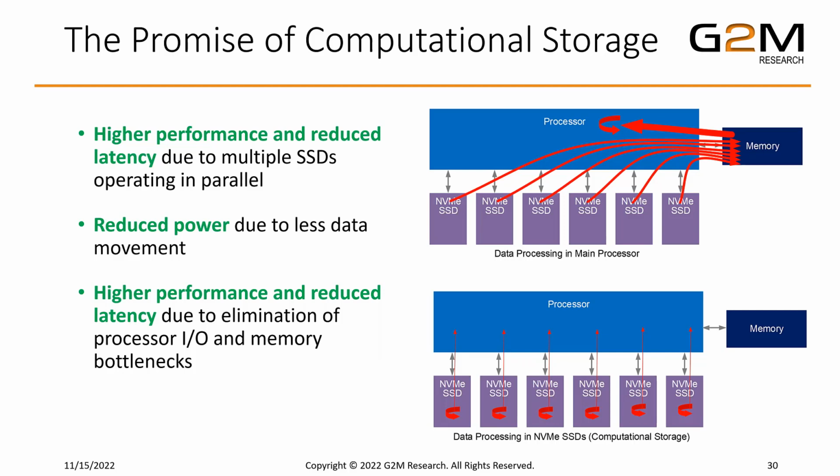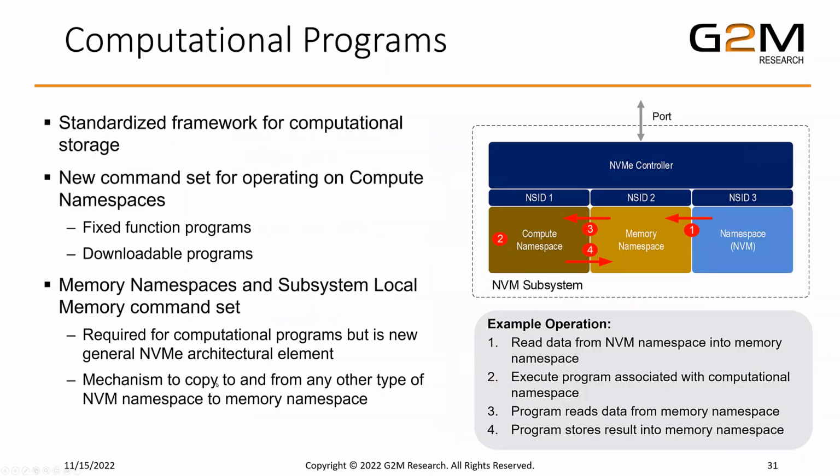Finally, in the way that CPUs are built today, the memory is typically part of the CPU, and there's typically not full bandwidth to memory for all of the I/O. So by doing the processing local, you get more memory bandwidth. So these are the benefits of computational storage. What we're doing in NVMe is we're standardizing computational programs. So this is a standardized framework for computational programs.